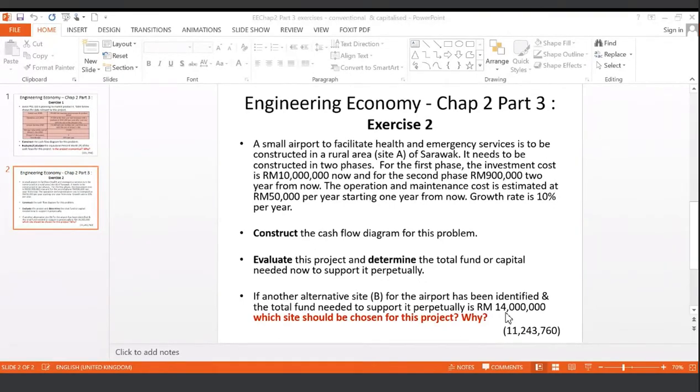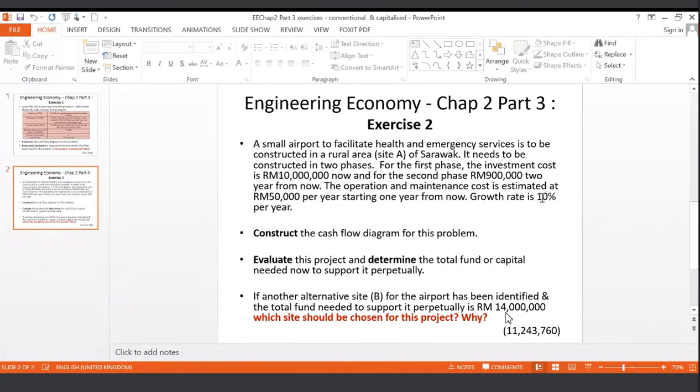Alright, so can we try to solve this problem? First thing first, we need to draw the cash flow diagram. A small airport to facilitate health and emergency services is to be constructed in a rural area, site A of Sarawak, in two phases. For the first phase, the investment cost is 10 million now, and the second phase is 900,000, 2 years from now. So at n equals 0, you have P0 equals 10 million, and at n equals 2, you have P1, 900,000.